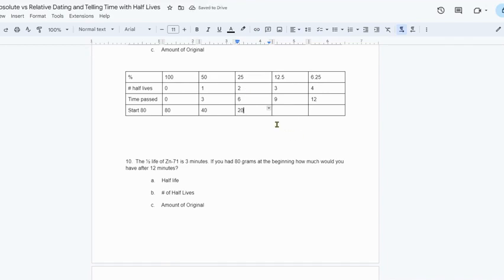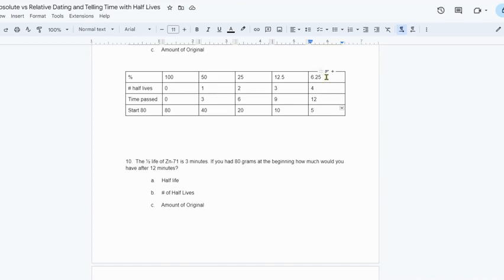It says it wants to know after 12 minutes. After 12 minutes, well, we're not quite there yet. We need to cut 20 in half again. That gets us down to 10. Have I reached 12 minutes? No, I have not. I need to cut it in half one more time. 10 cut in half is 5. So to get to 12 minutes, I've been through 4 half-lives.